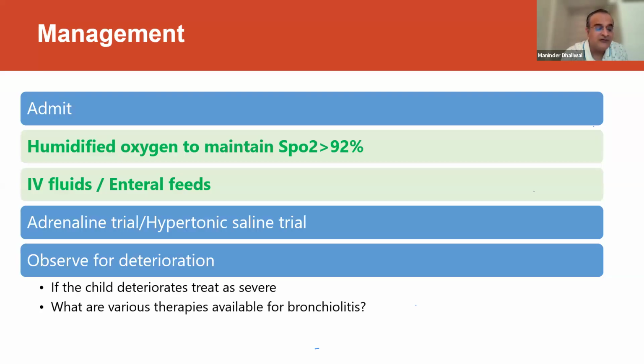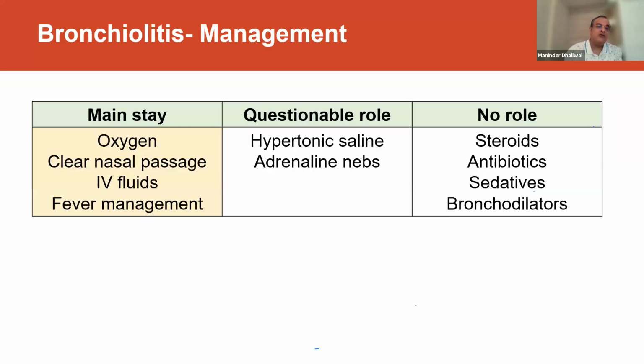Continue your enteral feeds over here. A trial of adrenaline and hypertonic saline will be considered, and observe the child for deterioration. So this is what we have highlighted, that the mainstay would be oxygen, the heated humidified one, clear nasal passages, IV fluids, and fever management.